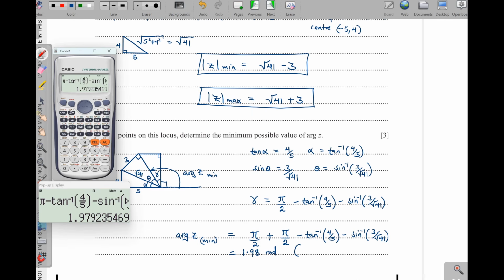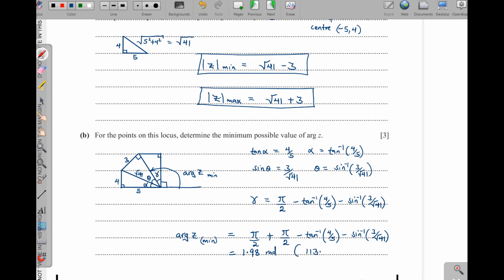I will change the mode of the calculator. So shift, then mode, it has to be in degrees. Then where there is pi, I will put 180. Okay. And then we get 113.4. 113.4. That is if it is in degrees.